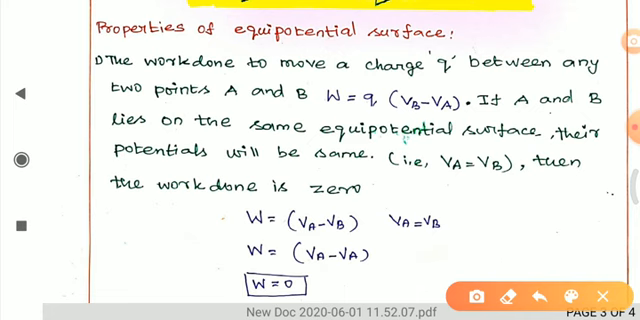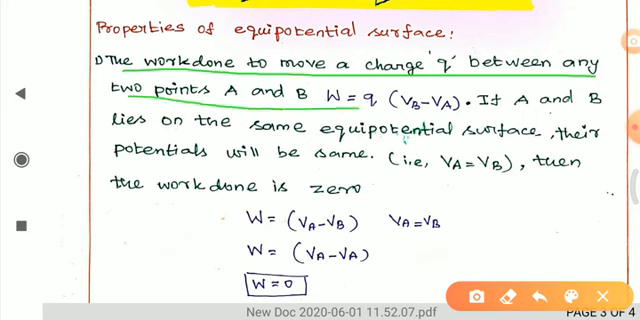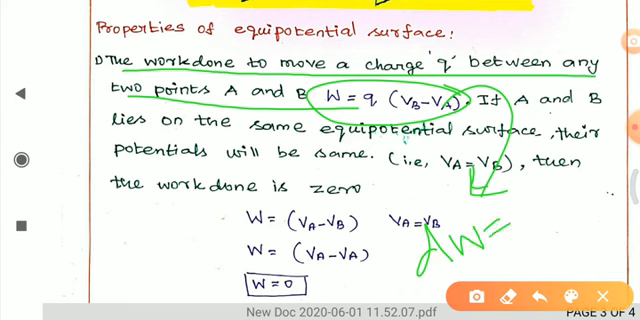One is work done. Okay, right. What is the amount of work done? The amount of work done to move the charge or unit mass charge Q between 2 points A and B is given by W is equal to Q into (VA minus VB) or (VB minus VA). So from this you can write one more formula, that is dW is equal to Q into dV.